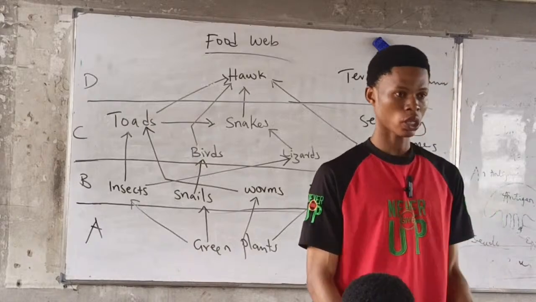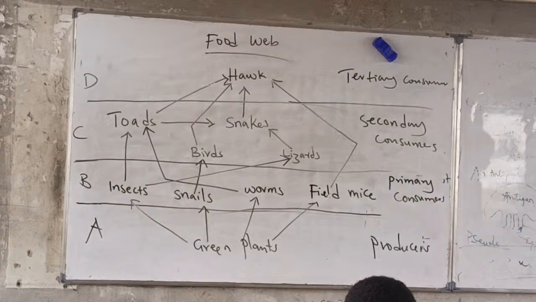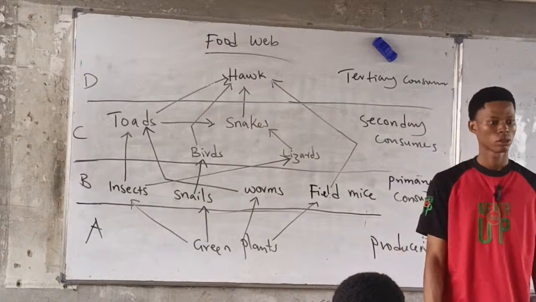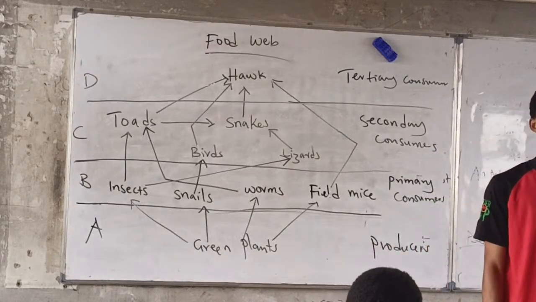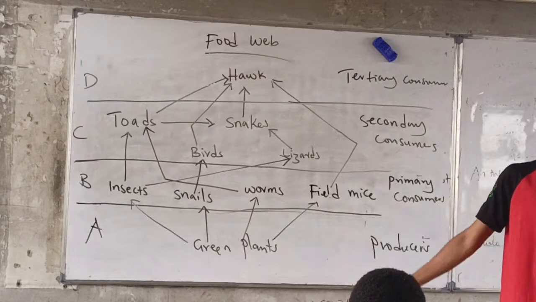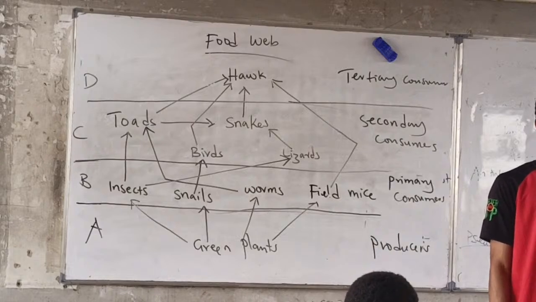Please, let's draw fast. Let's draw fast. So move to the next thing. Snake eats. So what type of what? Please, are we done with this? Listen up, listen up.